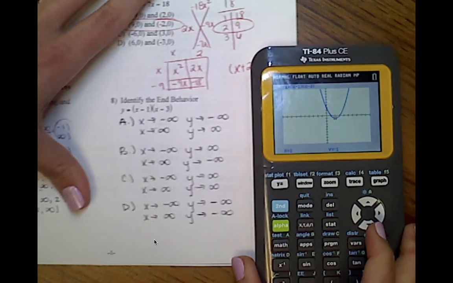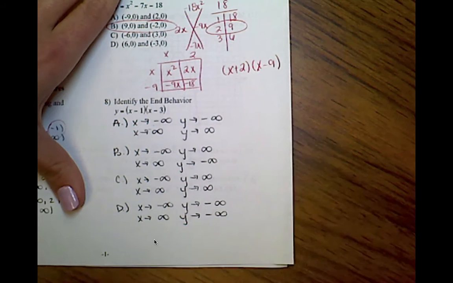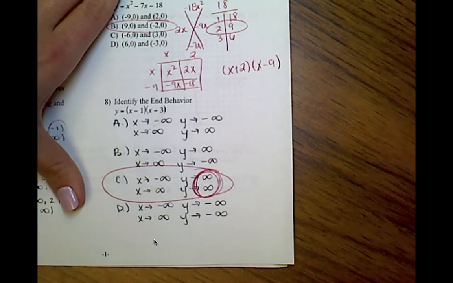Okay, number 8, same exact equation. I already have it graphed in my calculator. When it says end behavior, it's asking what's happening on the ends. Well, they're both going up. So if they're both going up, they're both going to be going to positive infinity. We're focused on this part right here. That's the only part that changes, those last 2 infinity symbols.